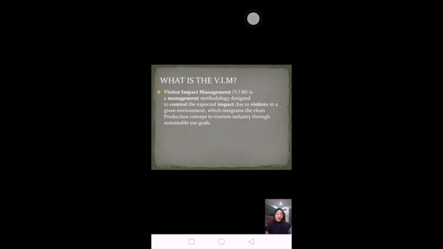What is VIM? VIM is Visitor Impact Management, a methodology designed to control the expected impact due to visitors in the given environment, which integrates the clean production concept to the tourism industry through sustainable goals.